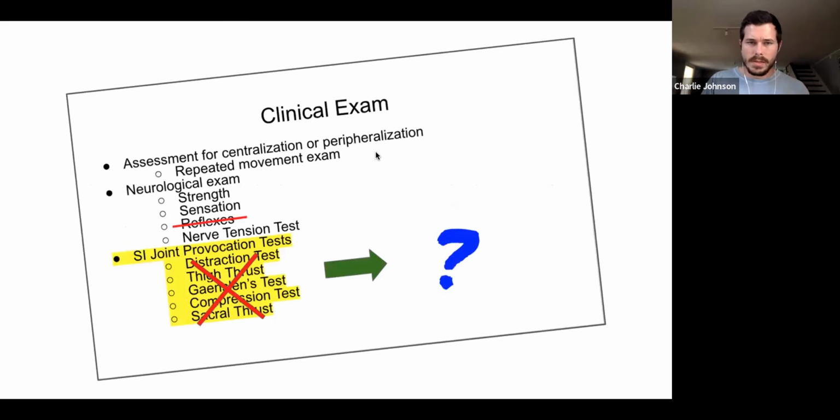Provocation test, boom. Could we replace those? Could we replace those provocation tests, which are kind of awkward and clumsy? You have to have somebody else to do them and pushing on weird areas, right? With something that could maybe help identify if you have some type of pain in the SI joint. And it turns out maybe we can. I think it's good enough.